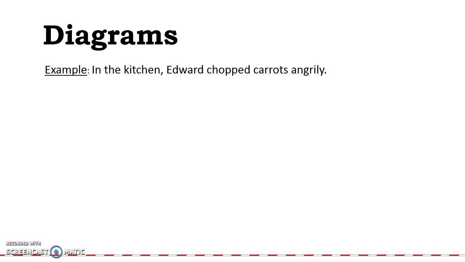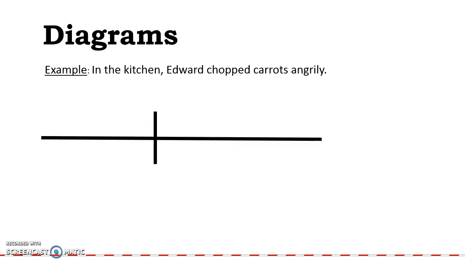In the kitchen, Edward chopped carrots angrily. I draw my horizontal line, my vertical line, and then I ask, what's the action? What's the main verb? Chopped. Okay, I put that down in my verb section. Then who or what is chopping? Edward. He goes in the subject field.